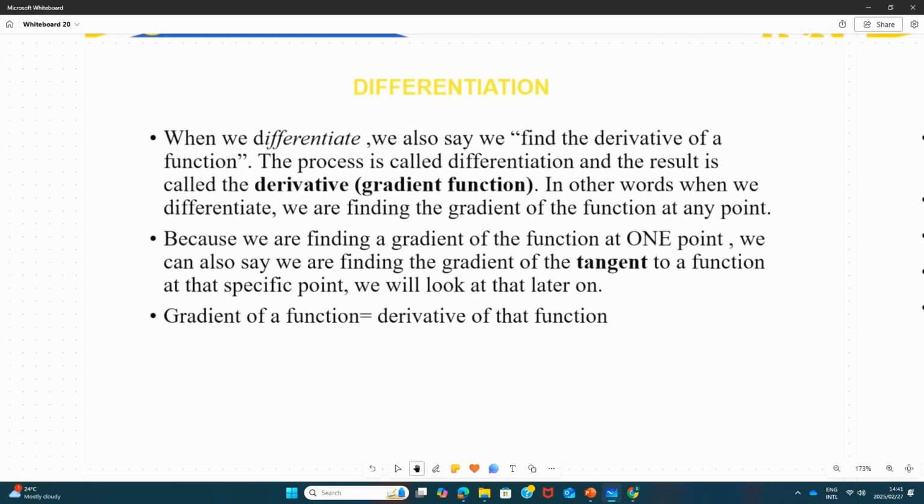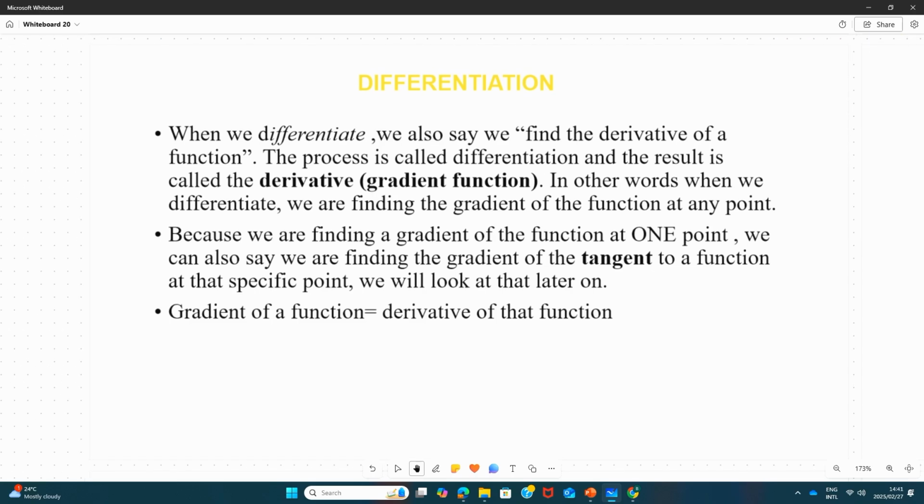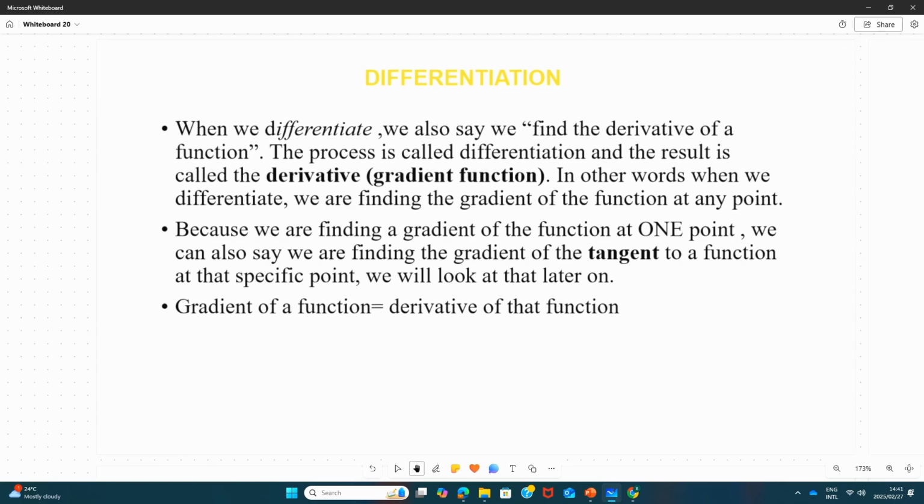And then that answer, which is the derivative, the answer you are going to get after you have differentiated, we always say that the derivative is equal to the gradient of that function. A derivative is equal to the gradient of the function. So the answer there will actually be the gradient of the function at any point.